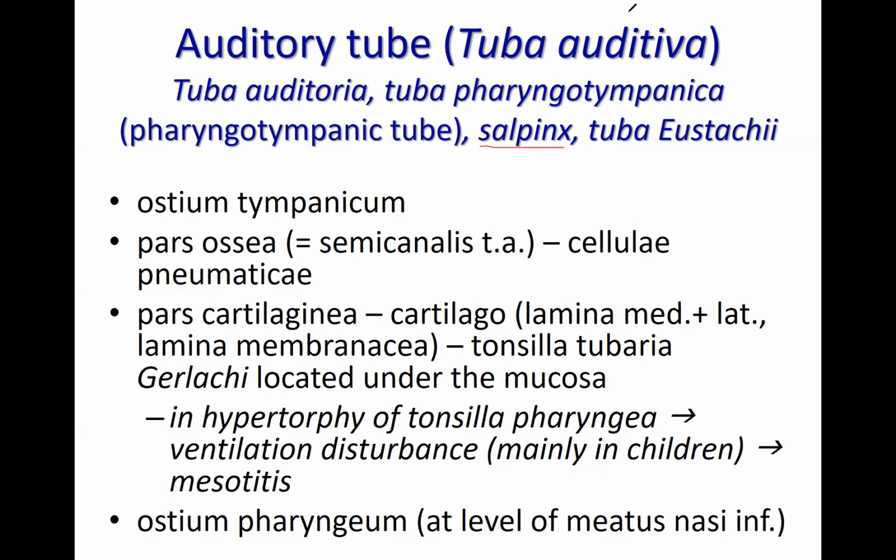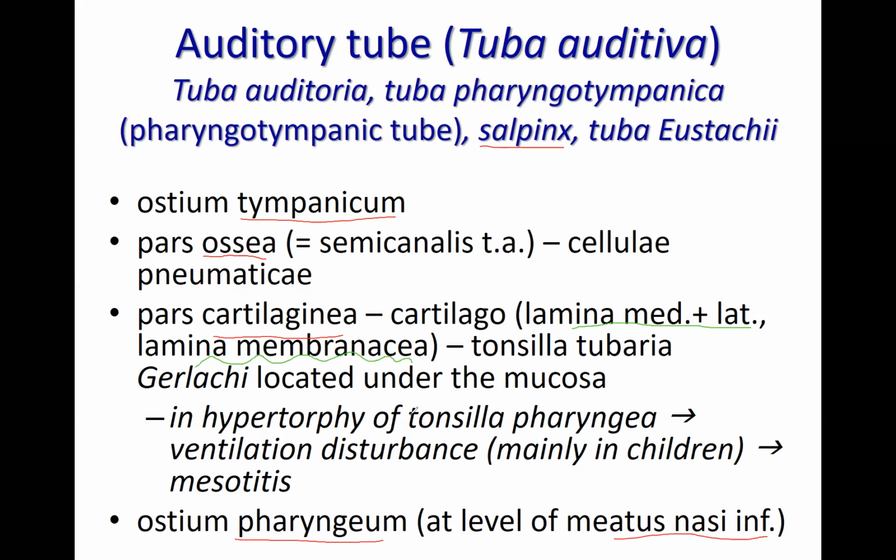Pharyngotympanic or auditory tube. So it has got a tympanic opening and a pharyngeal opening. The pharyngeal opening goes into the nasopharynx at the level of the inferior nasal meatus. And it's a mirror to the external acoustic meatus. So it has got an osseous part and then a cartilaginous part. The cartilaginous part consists of two plates connected with a membrane.